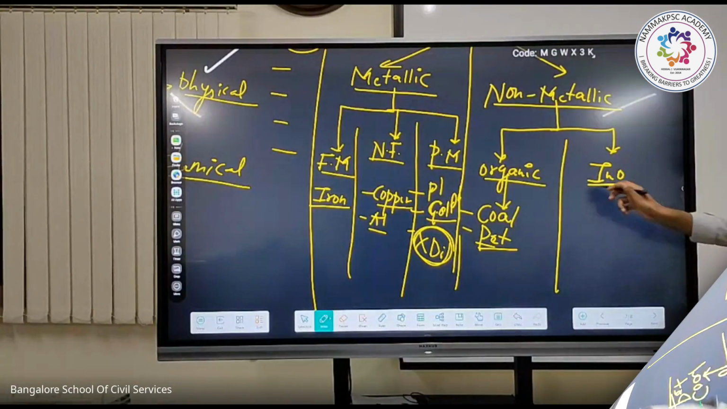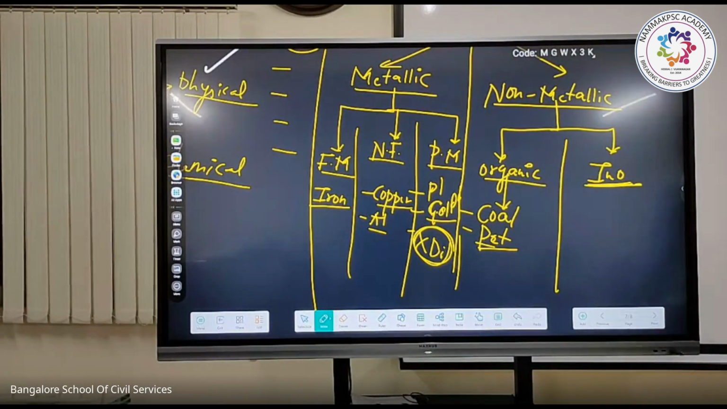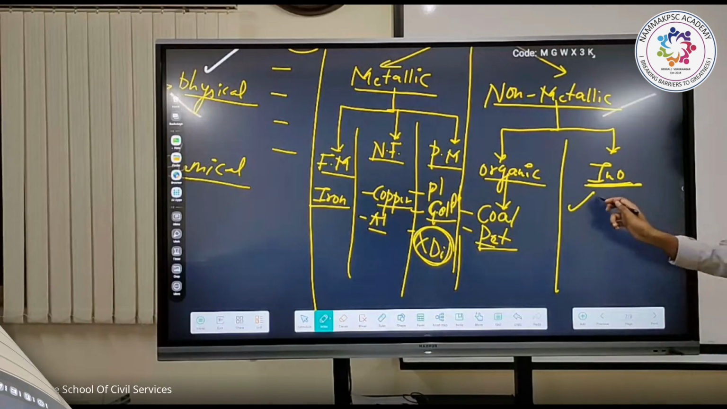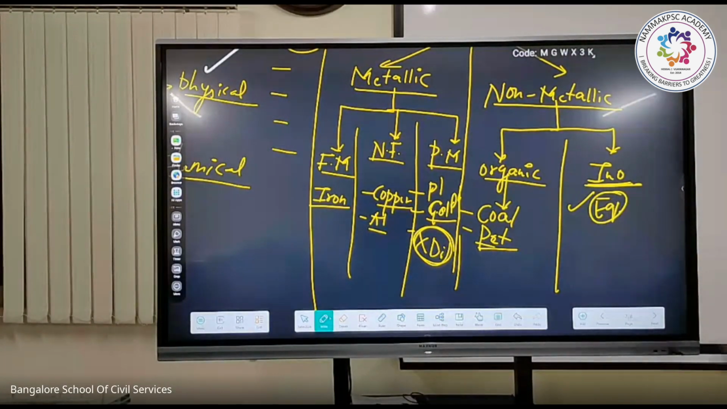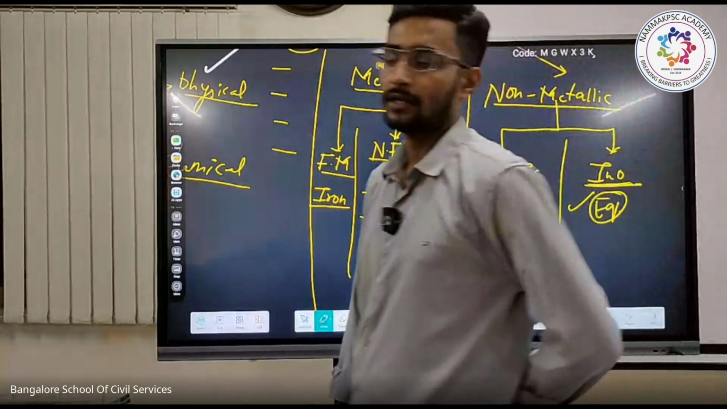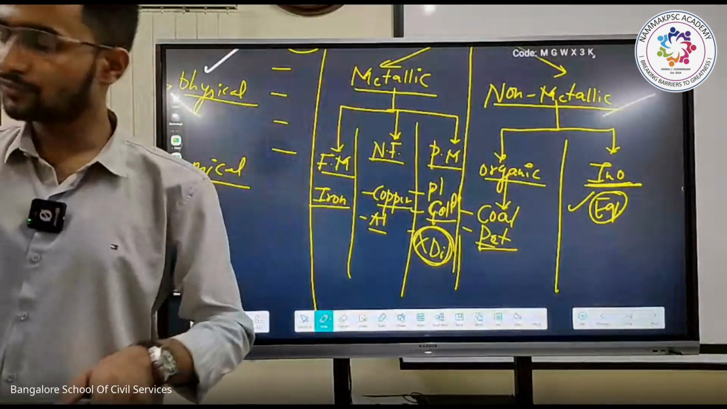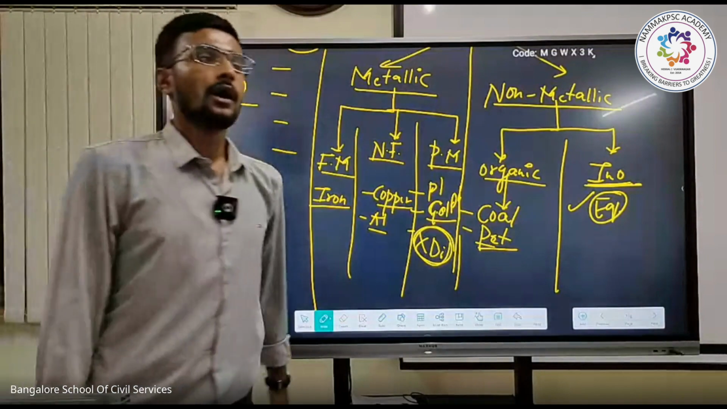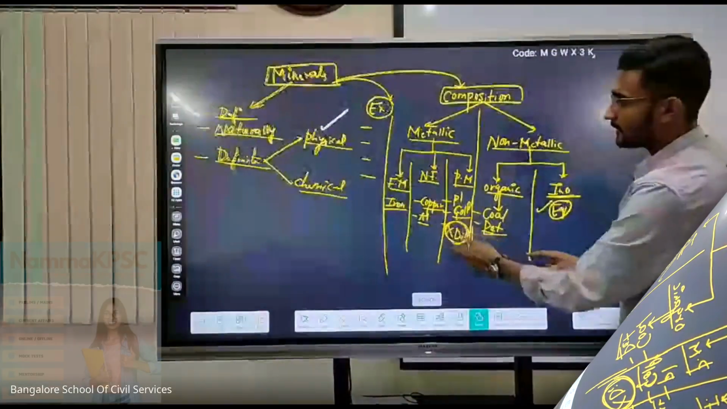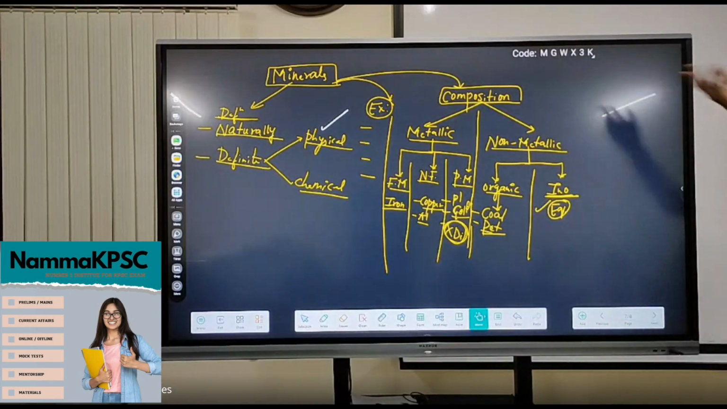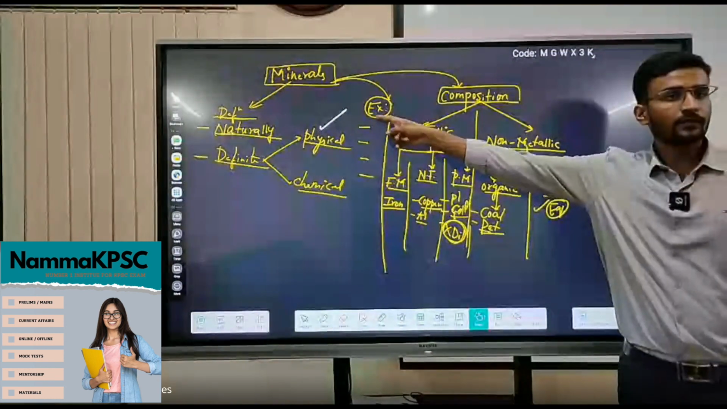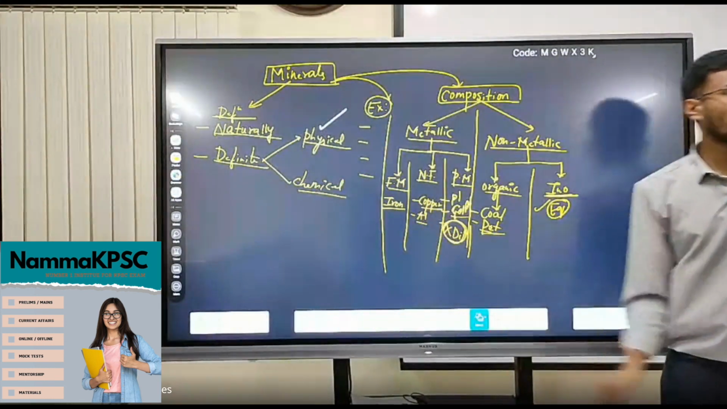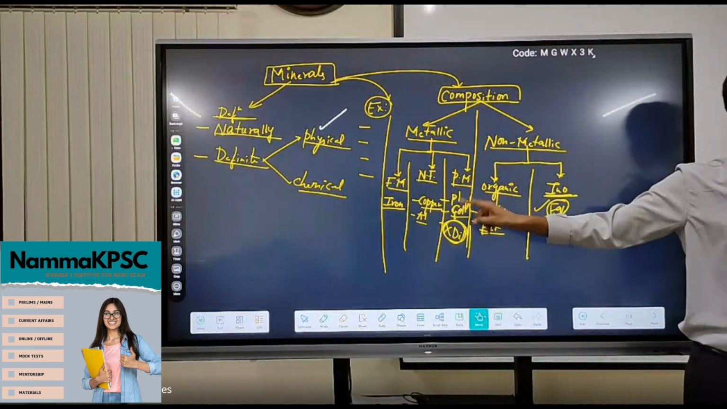Next is inorganic sources. Inorganic means not formed via organic sources, but via natural sources. Examples include soil, limestone, sulfur rocks. All are minerals, which include iron, copper, aluminium, bauxite, and the third group, platinum, gold and silver.